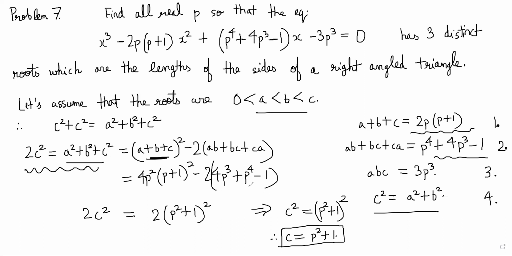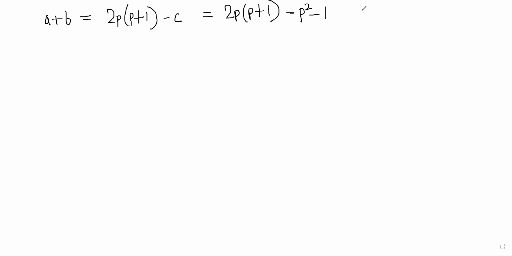Once you get this, we can use Vieta's relations again. And we say that we have a plus b plus c is equal to 2p into p plus 1. So we can say a plus b is 2p into p plus 1 minus c, and c is p square plus 1. So 2p into p plus 1 minus p square minus 1. So this becomes p square plus 2p minus 1.